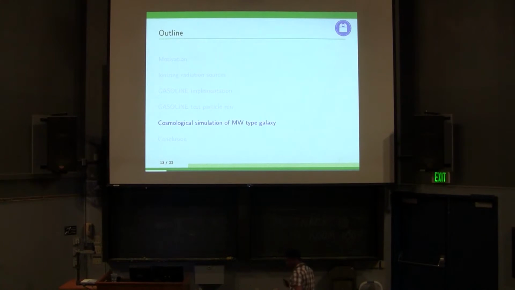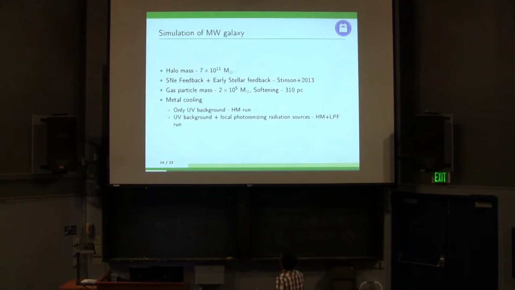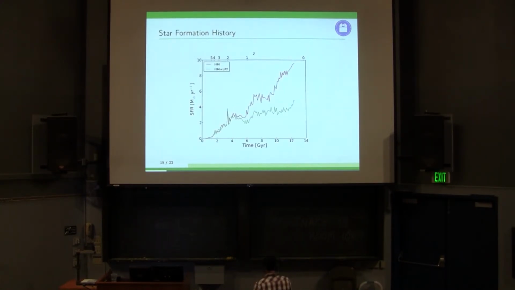So now I'll just show you the full implementation in a fully cosmological simulation, simulating a Milky Way type galaxy. These are the parameters of the galaxy. The important thing to note is we do 2 simulations, one with only the Haardt-Madau UV background, and the other I'm using the Haardt-Madau background plus the local radiation sources, that is new stars and the post-AGB stars.